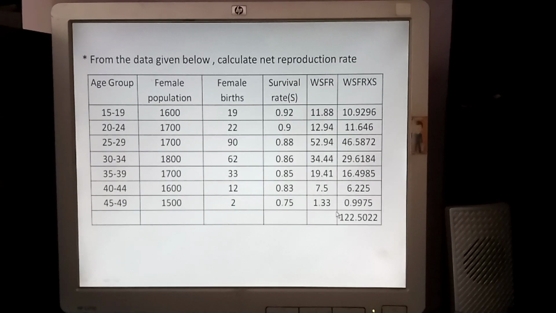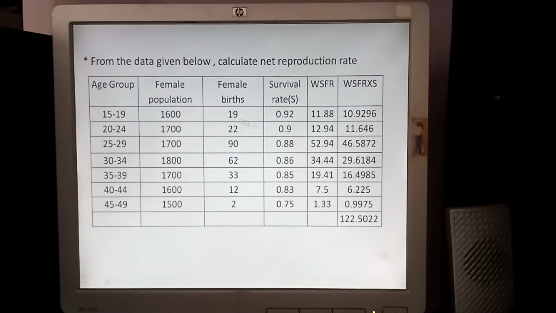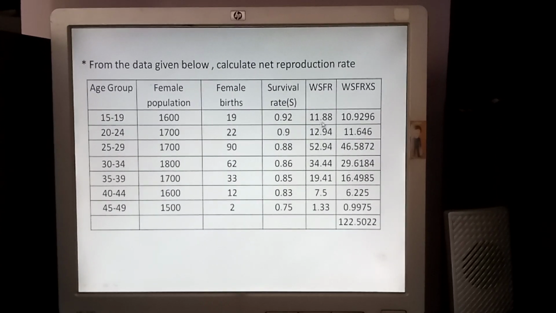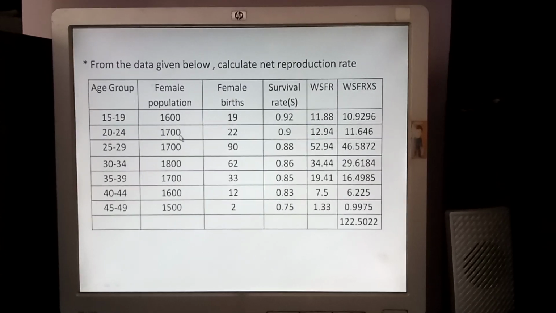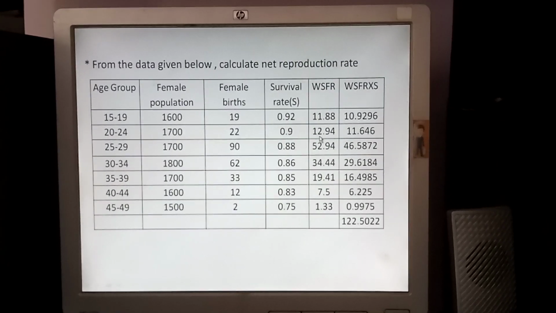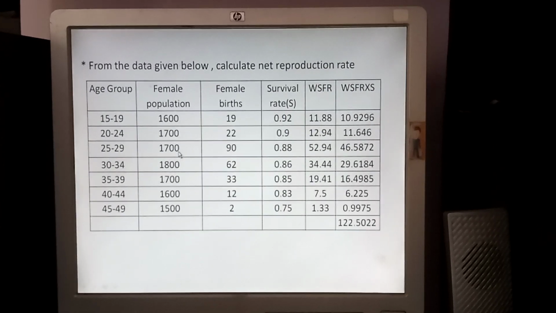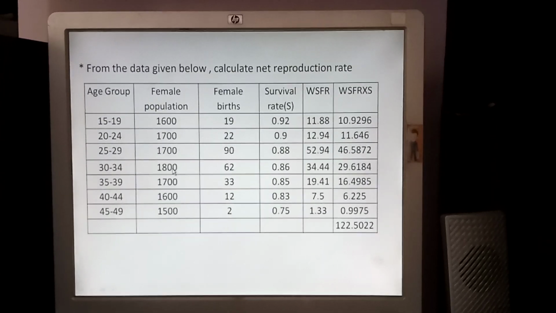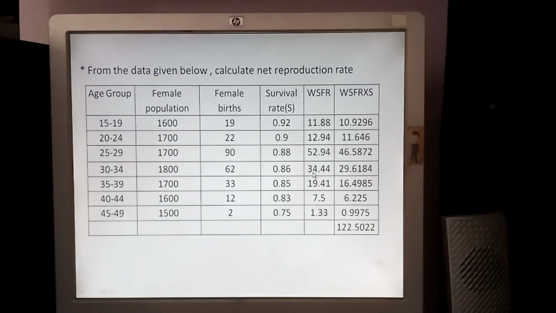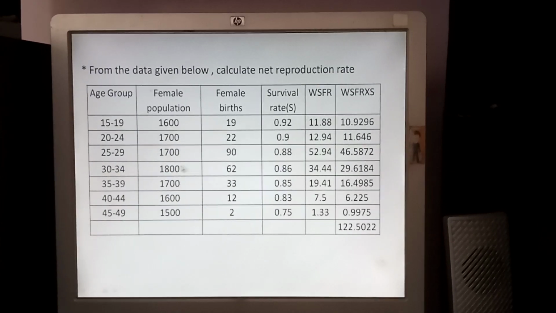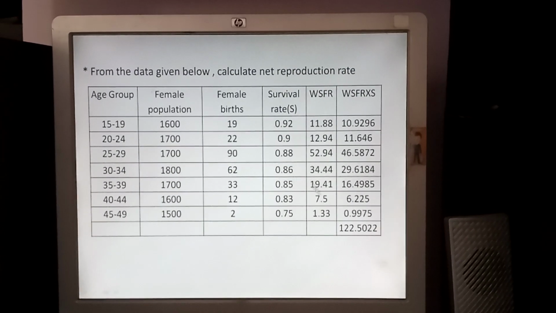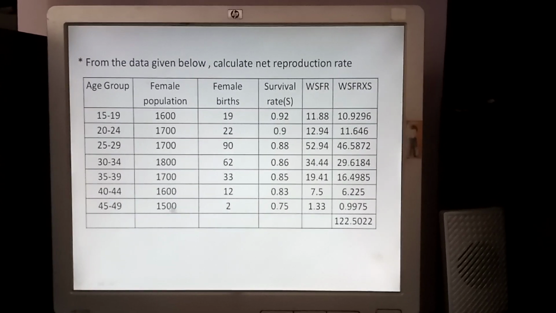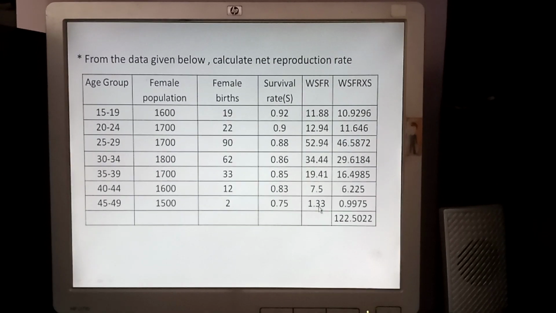The calculation part is the same as we have done in GRR, that is 19 upon 1600 into 1000, 11.88, 22 upon 1700 into 1000, 12.94, 90 divided by 1700 into 1000, 52.94, 62 upon 1800 into 1000, 34.44. Like this we have divided 33 upon this into 1000 and got this answer. 12 upon 1600 into 1000, 7.5. 2 upon 1500 into 1000, 1.33.